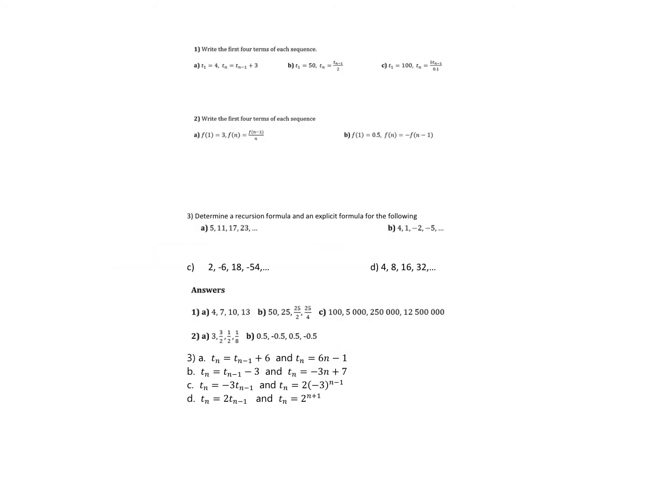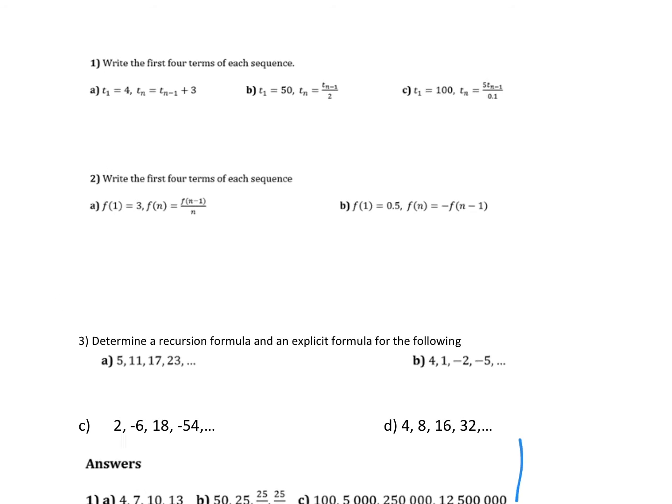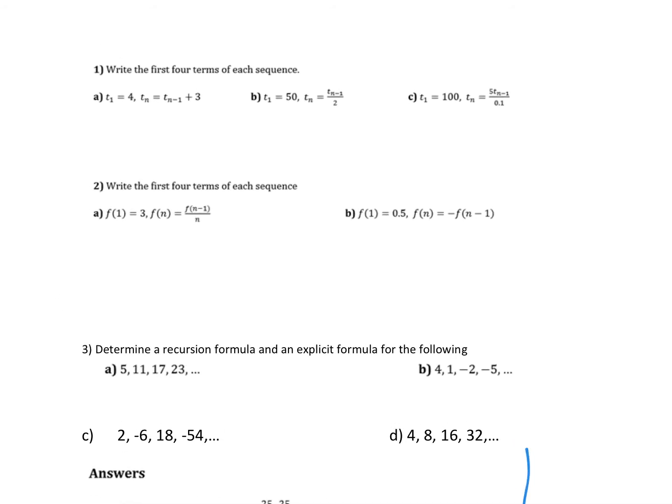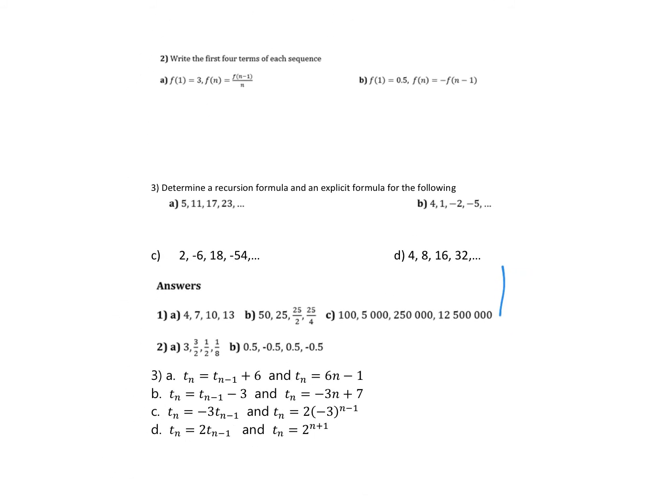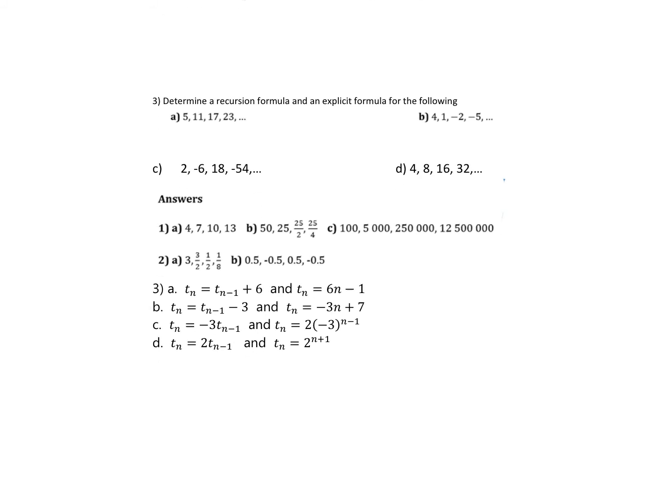Let's look at an example. I'm going to do question 3. Questions 1 and 2 are just practice finding the first 4 terms in the sequence, just like we did. You'll see that the answers are at the bottom here, so you can do those as practice and then check that you're getting the right answer. Number 3 says to determine a recursion formula and an explicit formula for the following.